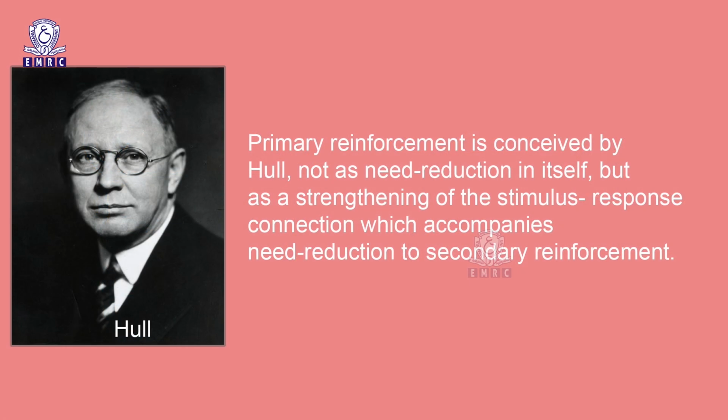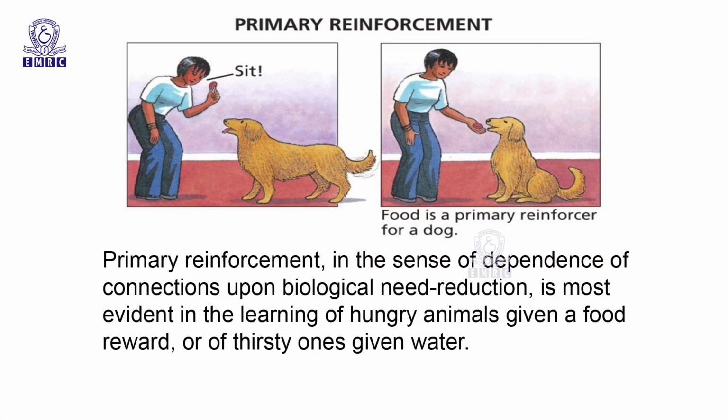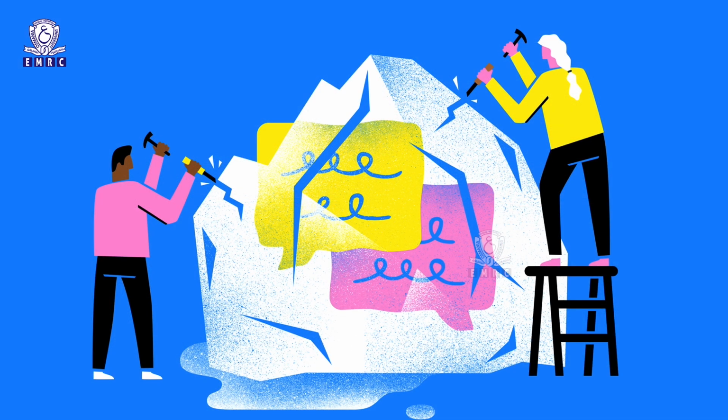Primary reinforcement is conceived by Hull not as need reduction in itself, but as strengthening of the stimulus-response connection which accompanies need reduction, leading to secondary reinforcement. Primary reinforcement, in the sense of dependence of connections upon biological need reduction, is most evident in the learning of hungry animals given a food reward or of thirsty ones given water. One may recall from our discussion of needs and drives, however, that certain conditions may have a reinforcing effect without reducing a physiological need or drive.